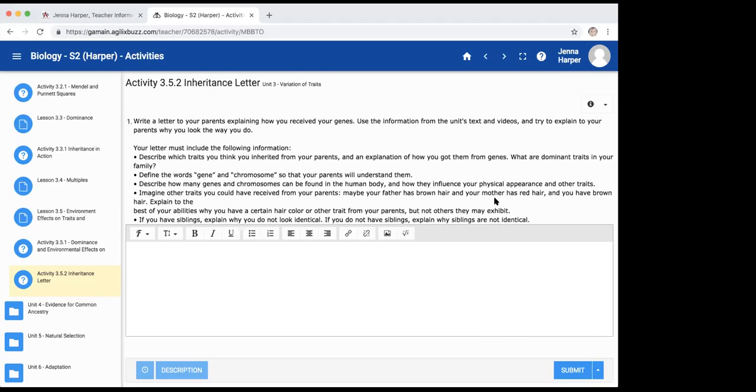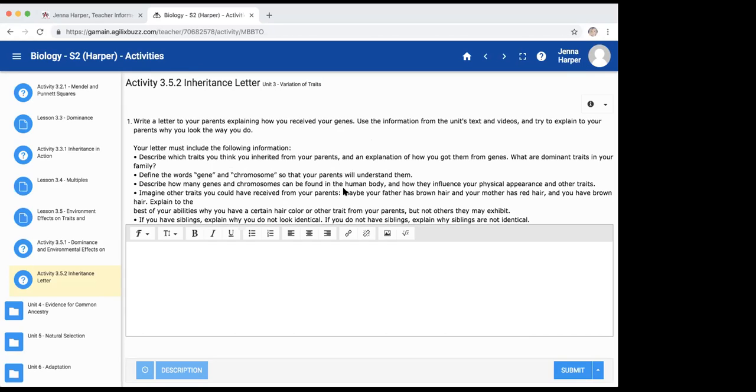Biology Semester 2, Activity 3.5.2, which is the inheritance letter. The letter just says, write a letter to your parents explaining how you received your genes. Use the information from the unit's text and videos and try to explain to your parents why you look the way you do. So it says you must include the following information.